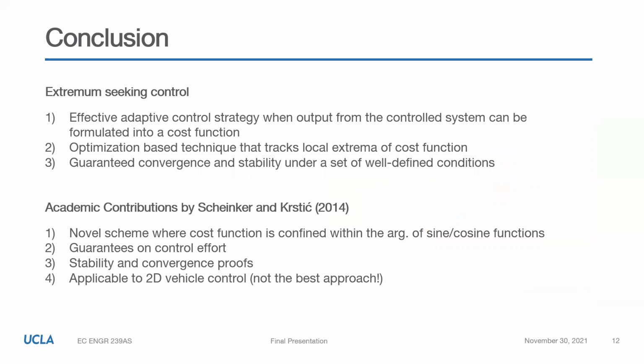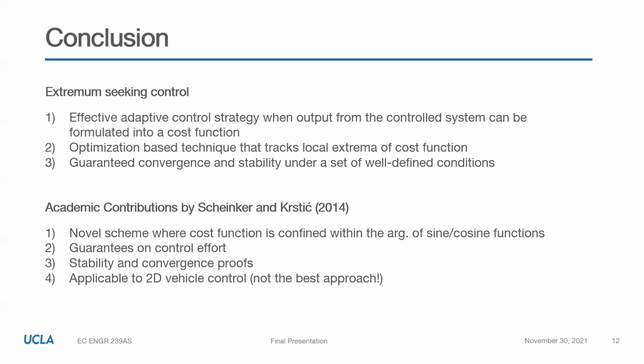In this presentation, extremum seeking control is introduced as an effective adaptive control strategy when the output from the controlled system can be formulated into a cost function. More specifically, extremum seeking control is an optimization-based technique that tracks local extrema of a cost function with guaranteed convergence and stability under a set of well-defined conditions. This is demonstrated using a motivating example illustrating the structure of the general extremum seeking control feedback loop.